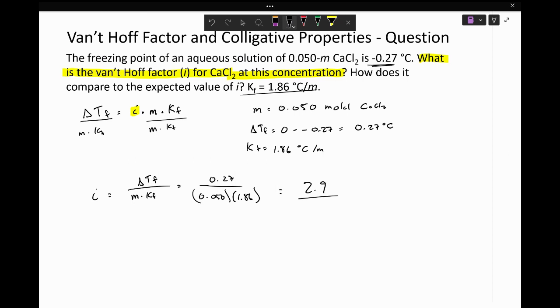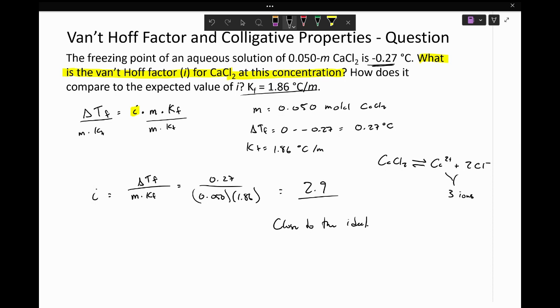And what we can say is that we have this i value of 2.9, and if we think about calcium chloride, what happens when that goes into solution is we expect it to produce a calcium 2 plus and 2 Cl minus. So in the ideal case, this is 3 ions or 3 particles, and so we're pretty darn close to this. So we can just say we're close to the ideal.